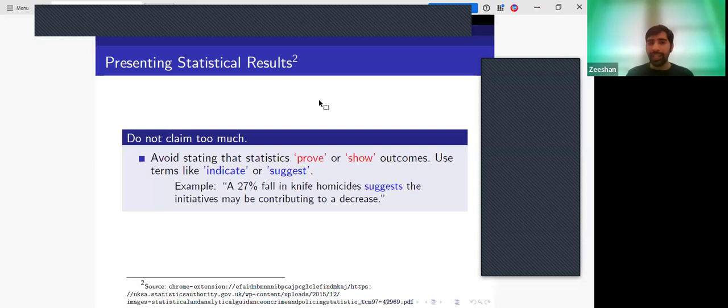Instead, you can use indicate or suggest. So for example, you can say a 27% fall in knife homicides suggests the initiative may be contributing to a decrease, right? So just avoid these extreme words.